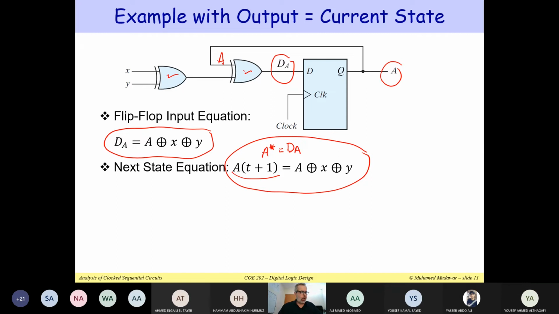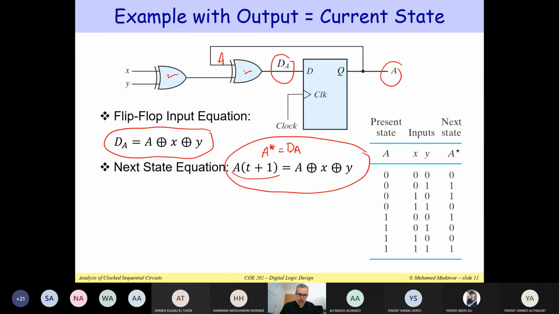What we need to do is draw the state table and the state diagram. The state table is simple. We have only one state variable A. We have two inputs X and Y. So in total, we have 3. Therefore, we have 8 rows inside the state table. So A can be 0, A can be 1, and the values of X and Y can go from 0, 0 all the way to 1, 1. What we need to do is determine the next state.